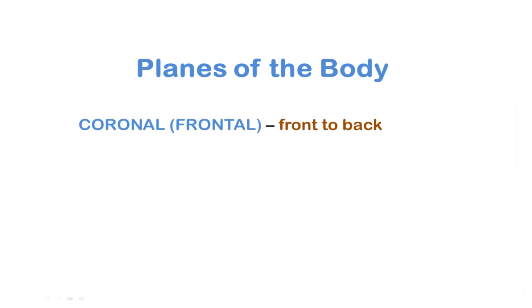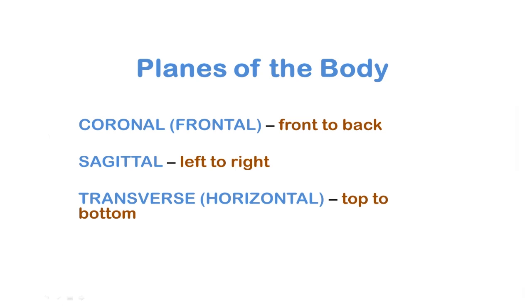So we have the three dimensions and the three planes of the body. The first is the coronal plane, or the frontal plane, and this is simply dividing front to back. Next, we have the sagittal plane, where we look at left to right. And then finally, we have the transverse or horizontal plane, where we're looking from top to bottom. So these will be horizontal sections that we will be looking at.